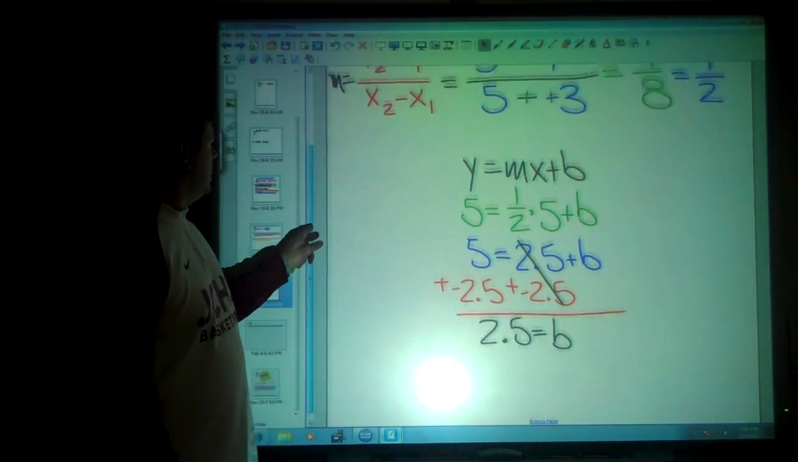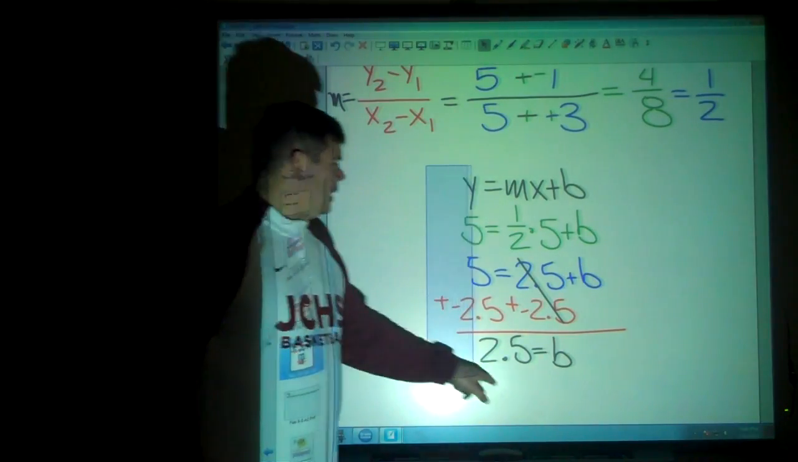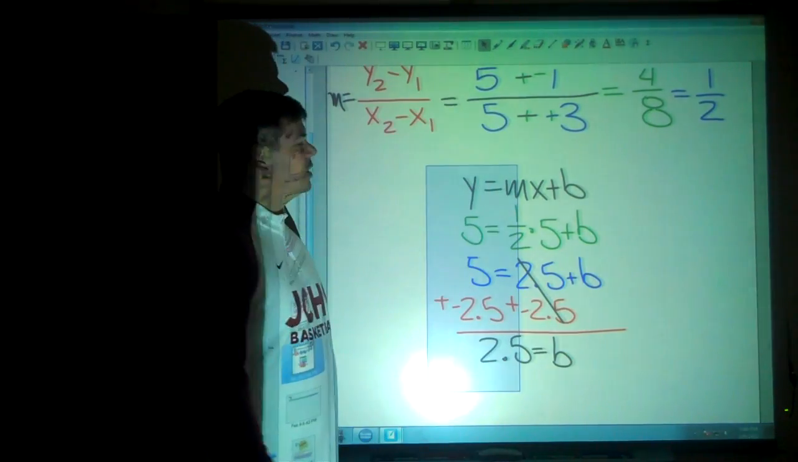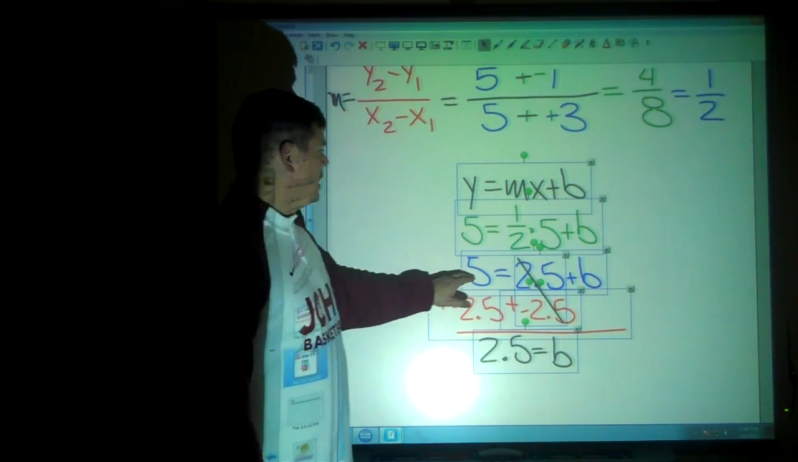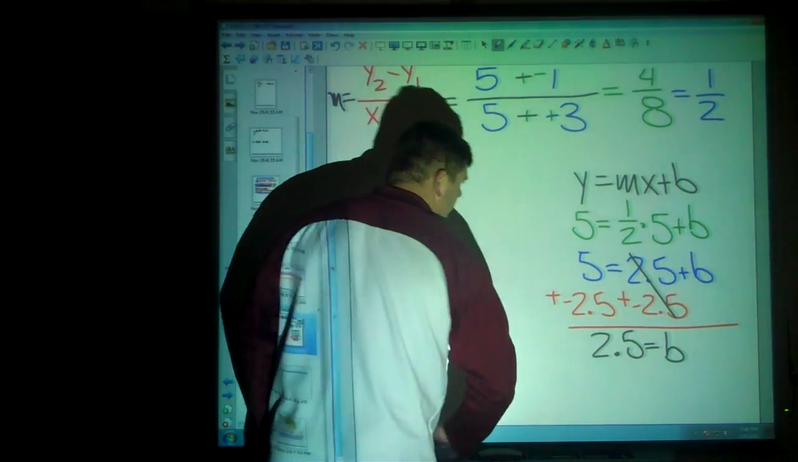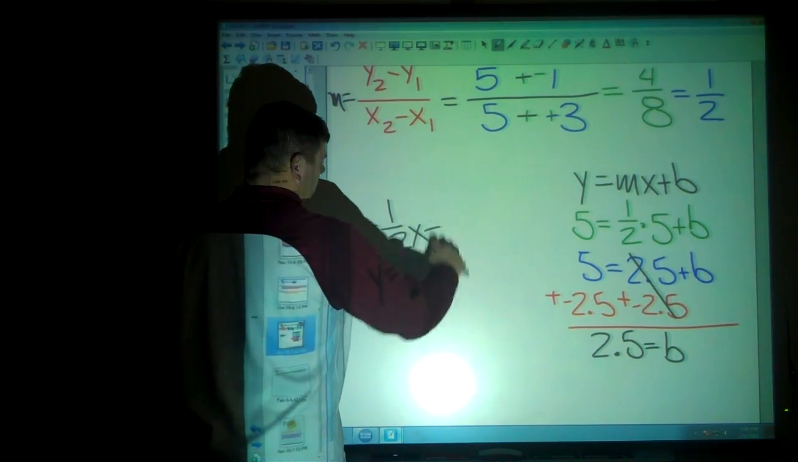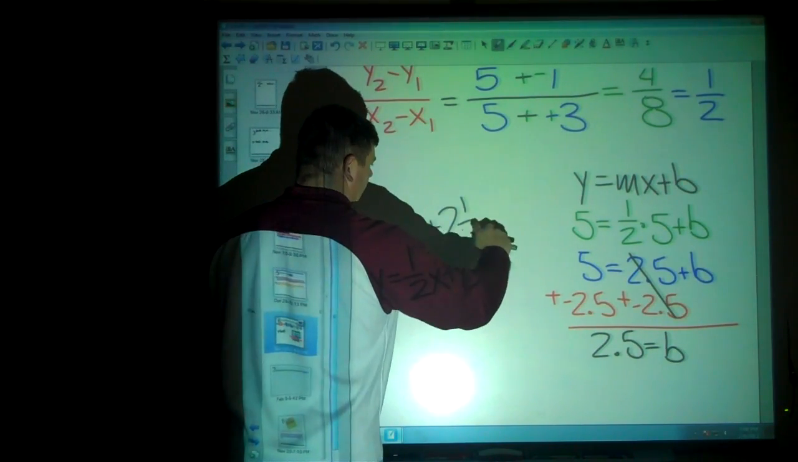Well, that's good to know, because I now have a slope and I have a y-intercept, and that should make it something that I can actually write my equation for now. I can take all this information and I can say, final answer then, y equals 1/2 x plus 2.5.